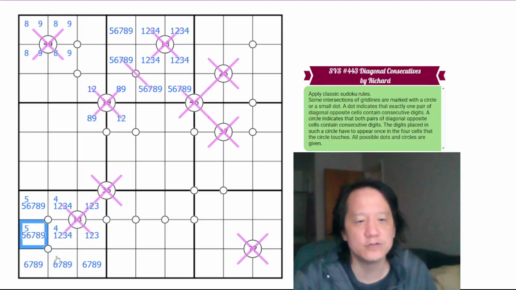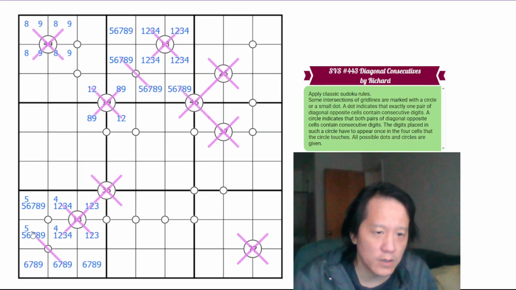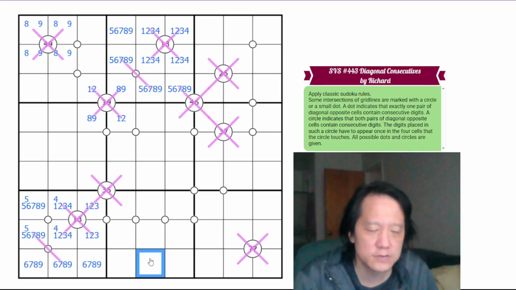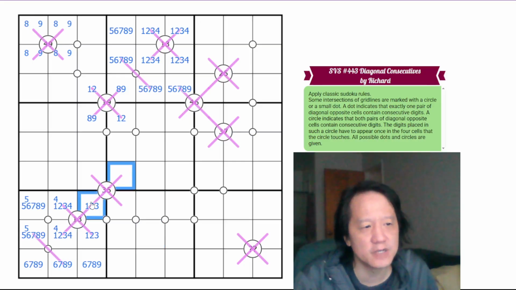So therefore, these two have to be consecutive. So these are guaranteed to be consecutive. We don't know if it's this or if it's this. So that's fine. 3 is never consecutive with 5. So you cannot have 3 and 5 be like that. So 5 can never be any of these because these are consecutive.